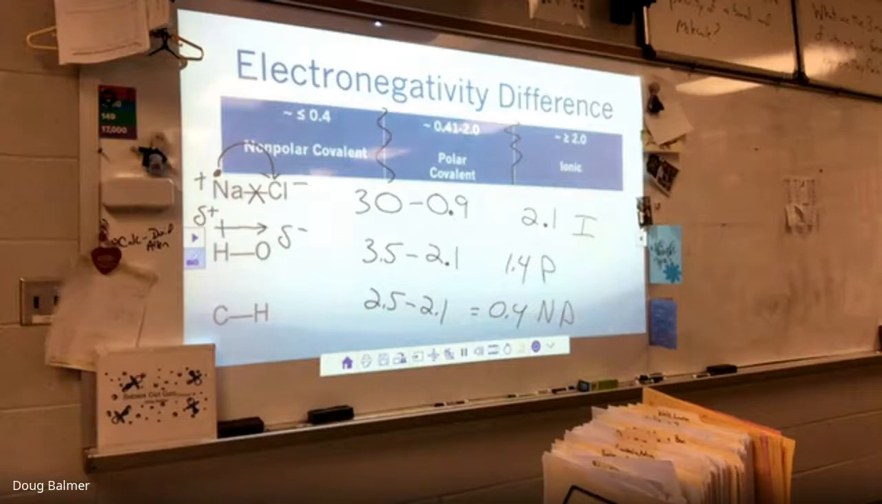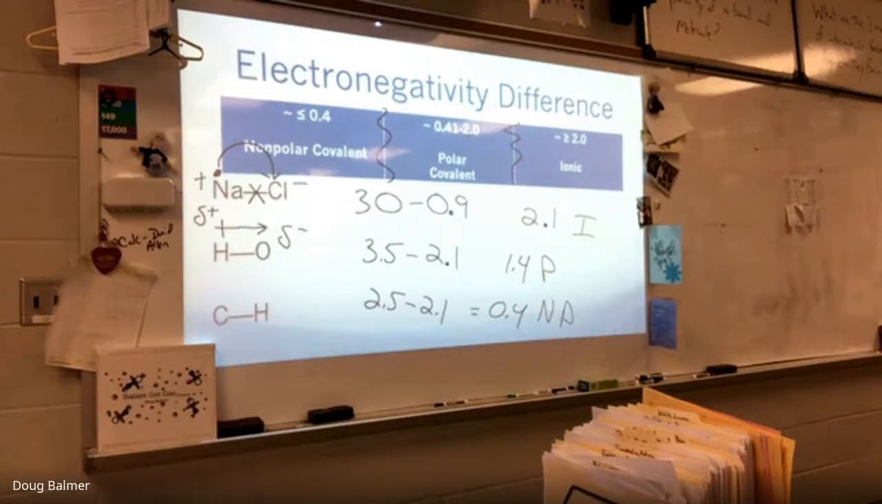So again, we're making this semi-quantitative by including numbers, but keep in mind there is no real strict cutoff value for what's polar versus what's non-polar, what's extremely polar covalent versus what's ionic. But this will give you some kind of numbers to crunch to get a feel for, is it pretty ionic or is it pretty covalent?